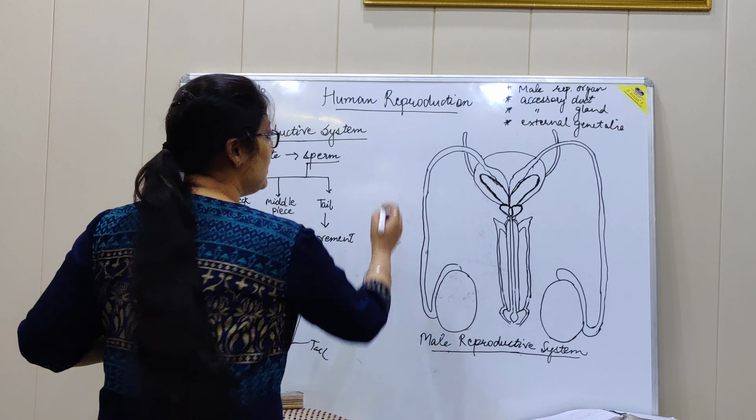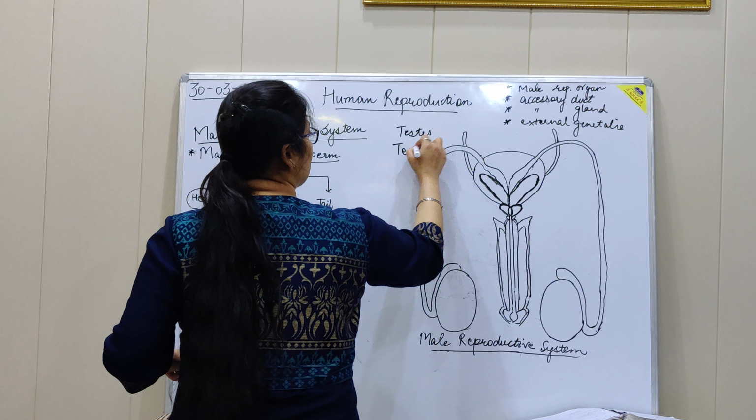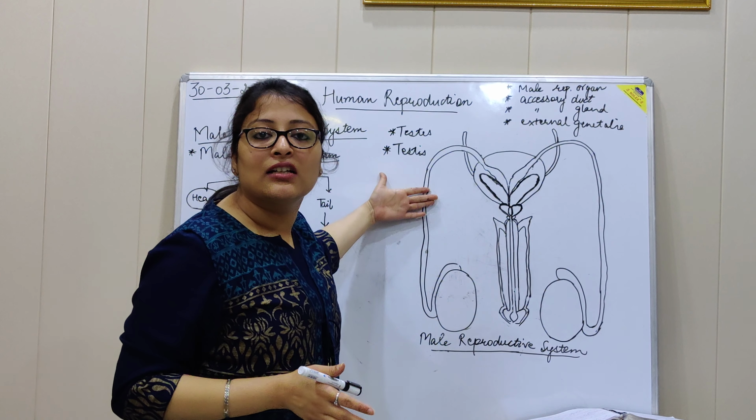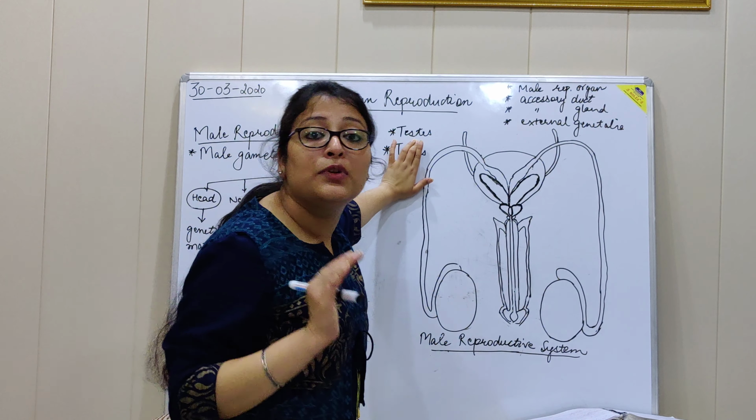There are 2 terms we discuss, testes and testis. What is the difference? Is there some difference or are both correct? There is a difference. Testes is used for the plural, that is a pair of testes, and testis is used for the singular. Only one testis will we talk about. Now, these are the pair of testes. These are the pair of vas deferens. This is urinary bladder.